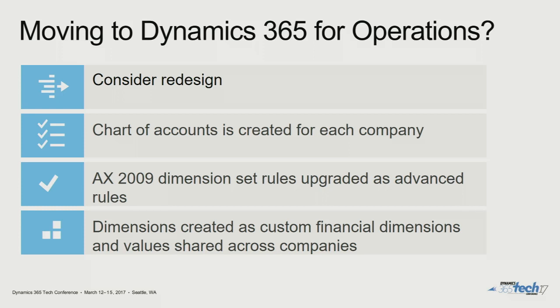The 2009 set rules, as called out here, when you do an upgrade, they upgrade as advanced rule structures in Dynamics 365 for Operations or in AX 2012. And dimensions are created as custom financial dimensions, and values are shared across companies. All the dimensions are shared across companies, with the exception of those entity-backed dimensions, which do have their legal entity association. But for instance, if I create a financial dimension of vendor, that is available for all legal entities, but when I'm in the context of a specific legal entity, it's obviously only going to show me the vendor list for that company.